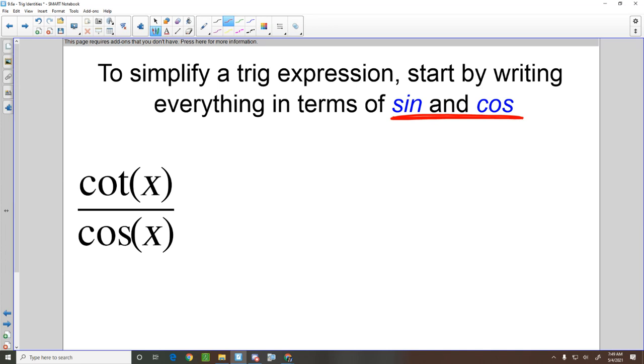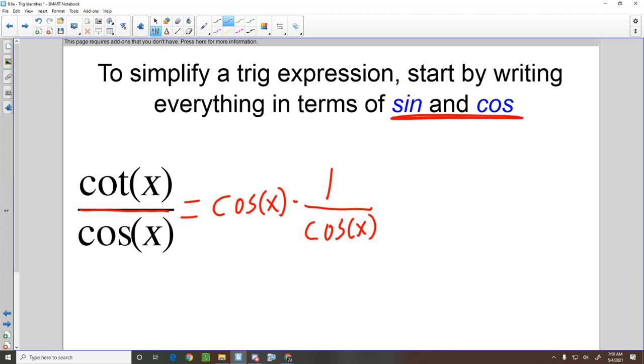And there's a cotangent on top and a cosine on the bottom. So if you want, we can think of this as the cotangent times 1 divided by the cosine. Would you all agree that these are the same thing?